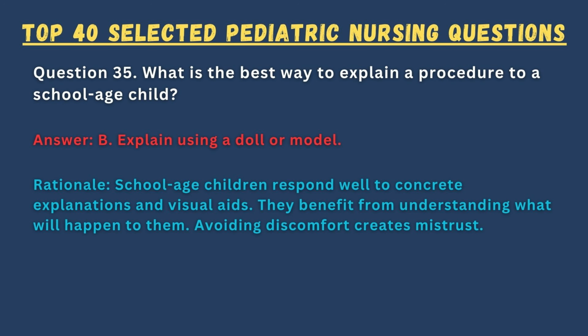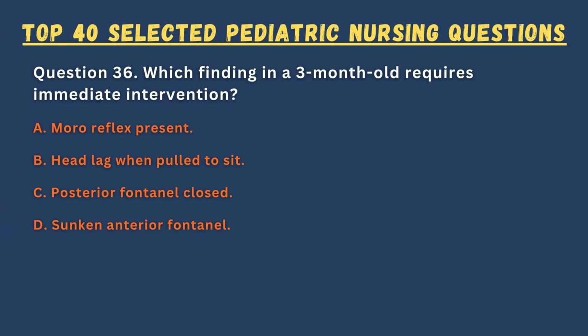Answer. B. Explain using a doll or model. Rationale. School-age children respond well to concrete explanations and visual aids. They benefit from understanding what will happen to them. Avoiding discomfort creates mistrust.